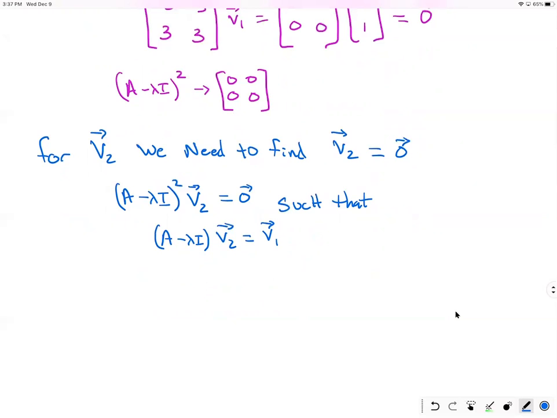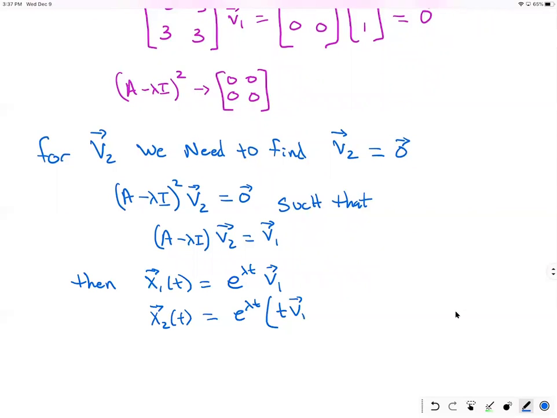And then what we do is our x1 is equal to e to the lambda t times v1. That's what we've been doing before. And our x2 is equal to e to the lambda t times (v1 t plus v2).